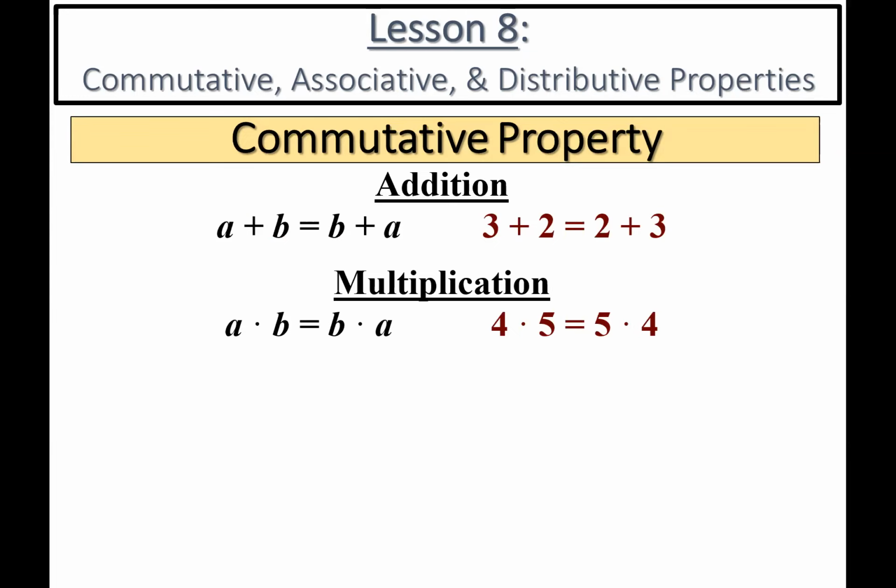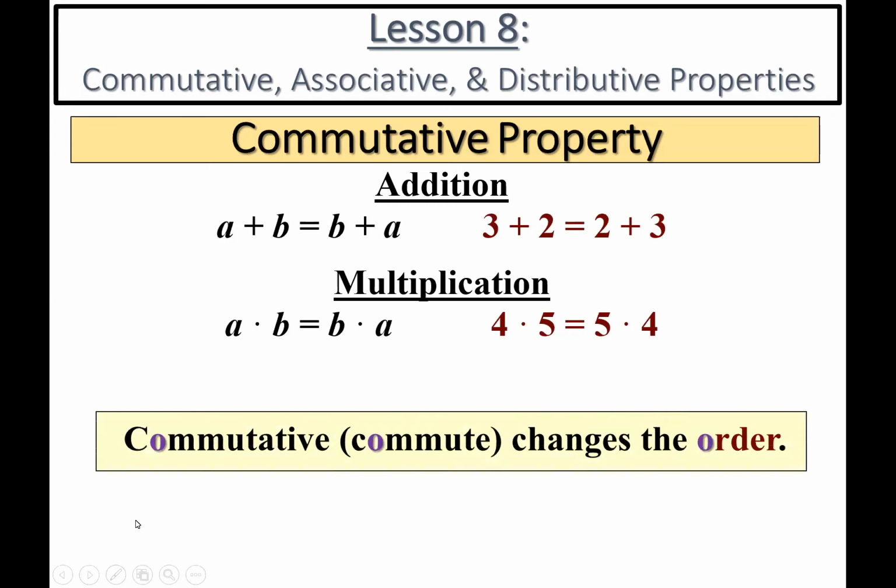The same thing applies for multiplication. So here's the commutative property of multiplication. A times B is equal to B times A. An example with numbers, 4 times 5 is equal to 5 times 4. Both of those will give the same answer. So to summarize, the commutative property changes the order. Another way to say that is if you change the order when you are adding or multiplying, the answer remains the same.